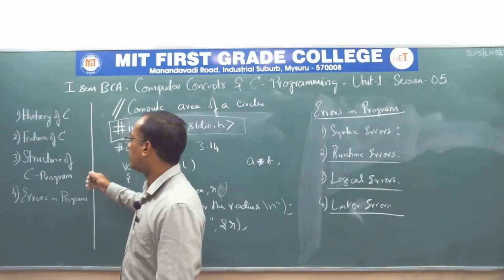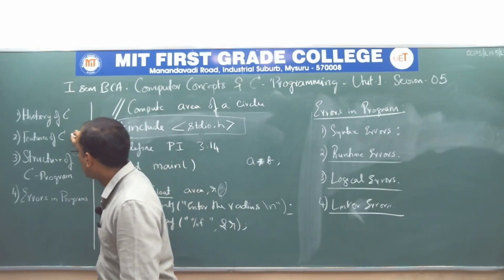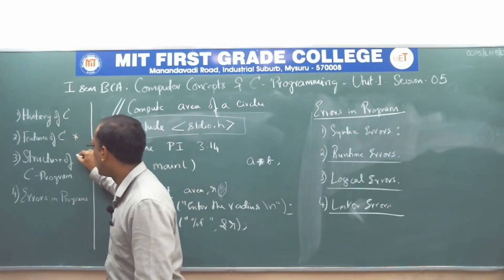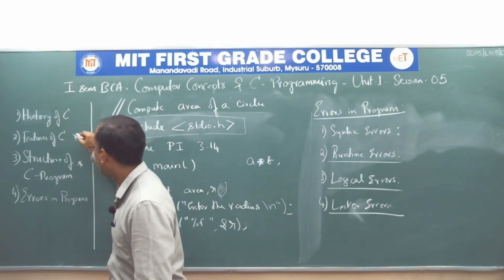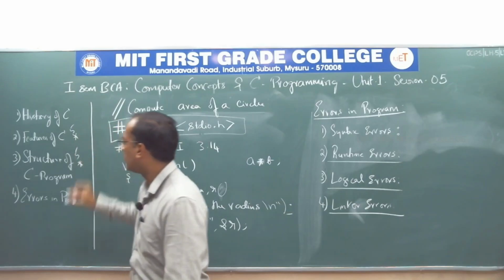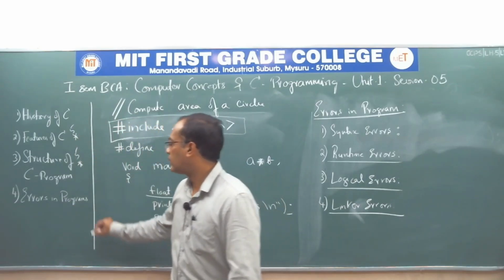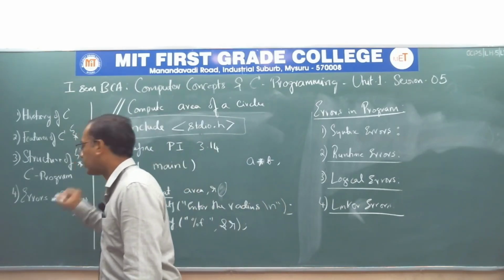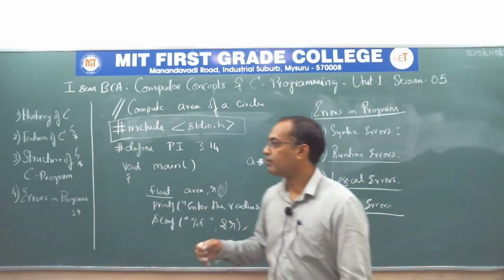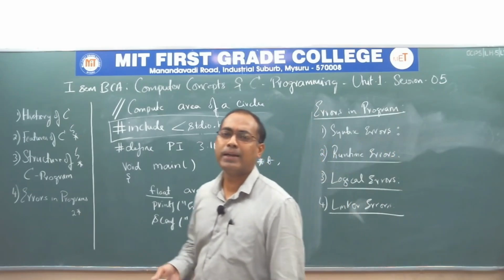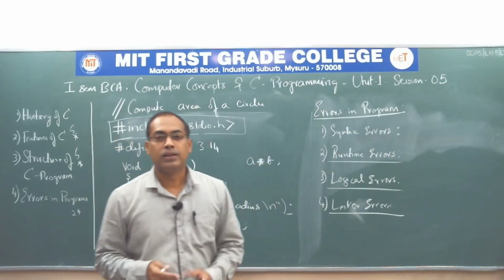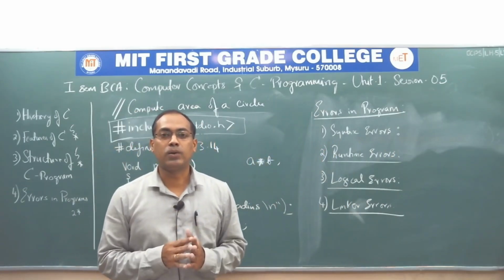Coming to the exam point of view, there will be definite questions on features of C and the structure of a C program. You can mark a 5-star rating for both, and a 2-star rating for errors in a program, wherein some 2-mark questions will be asked. What do you mean by syntax error? What do you mean by runtime error? Like that. So students, we'll conclude this session.